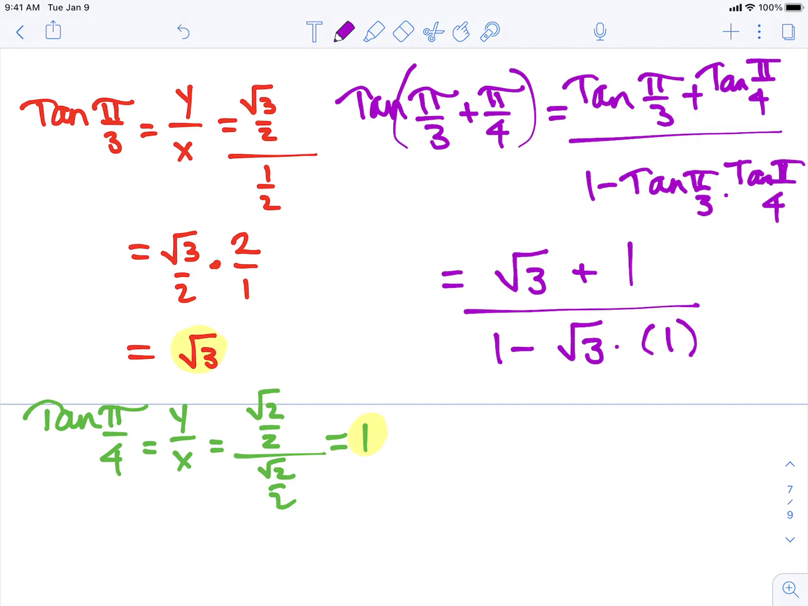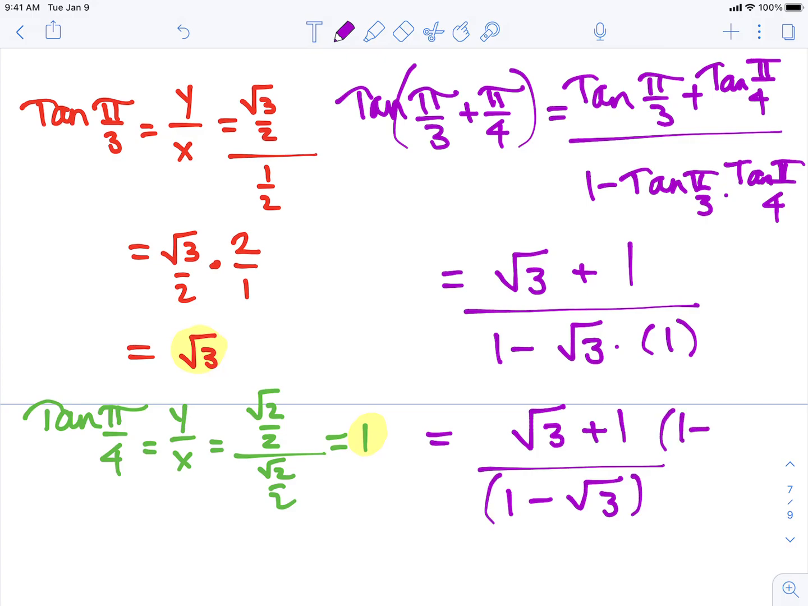What we have is a rational expression that we need to simplify. So I'm going to change this denominator to 1 minus the square root of 3. Now, earlier in our course, we learned about having to rationalize denominators when we have a radical. In this case, we have a square root. And so we have to multiply the numerator and the denominator by its conjugate.